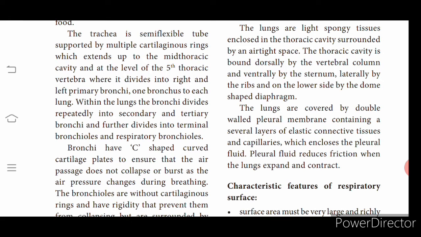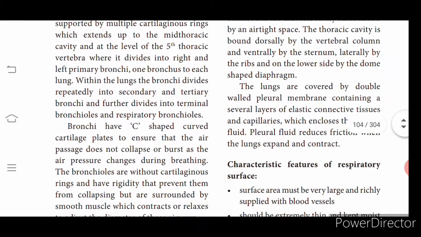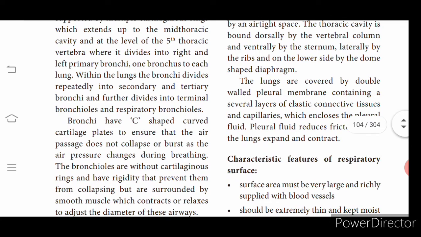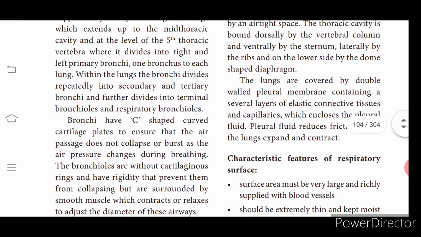So it is made up of ring-like structures, and these structures are cartilaginous in nature. Do you know what is cartilaginous? It is a kind of soft bone. It extends up to the mid-thoracic cavity. So you know the different regions of the body: thoracic region, abdominal region, pelvic region. Where the rib cage is present, that is called the thoracic region.